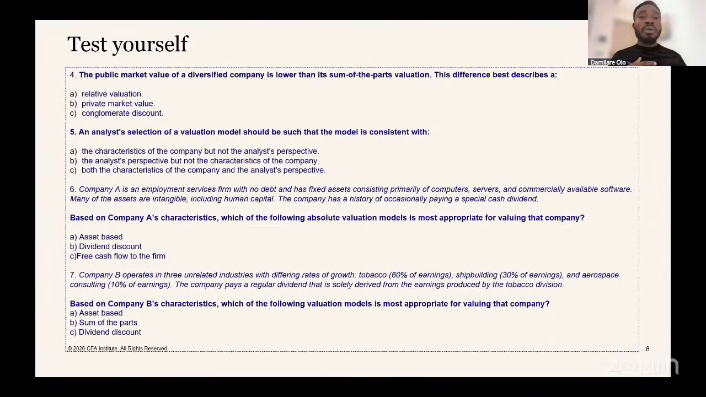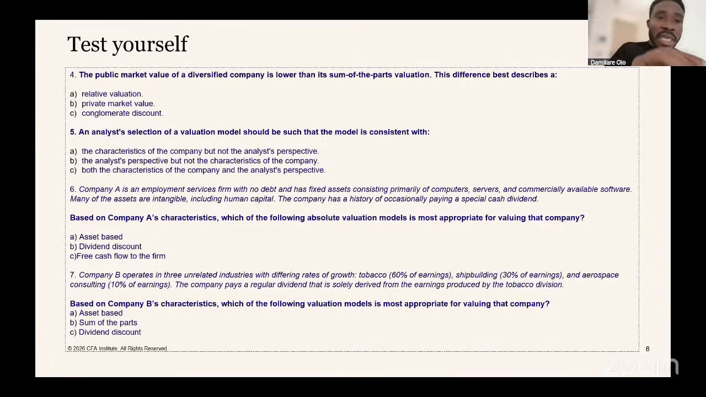That is what question 4 is asking us. They said the public market value in this instance, the public market value is 159 of this diversified company, is lower than its sum of the parts valuation, which in our example is 170. They said this difference between 170 and 159 best describes what?